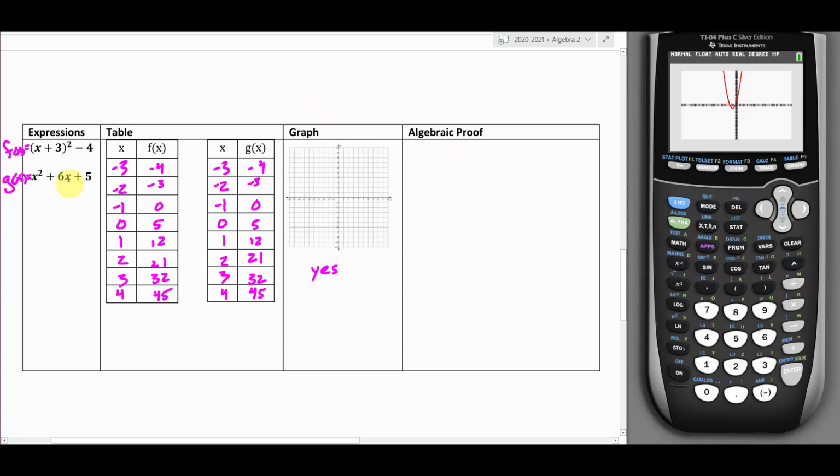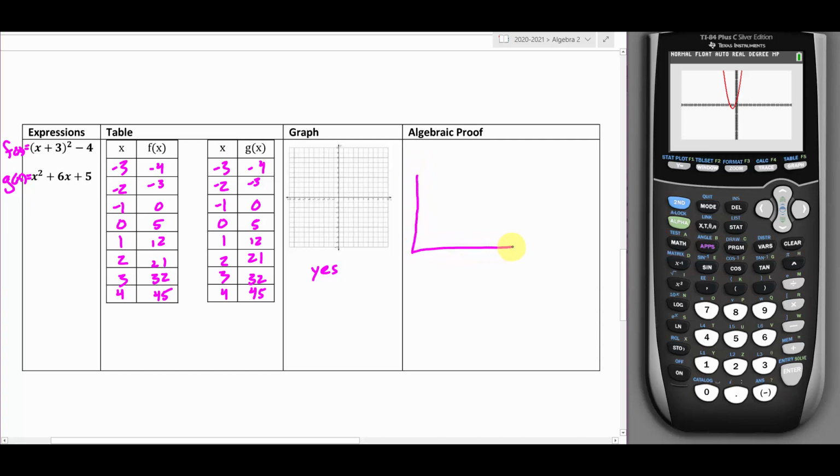Now, for the algebraic proof, if I'm looking at these two, this one is in its standard form here. This one looks like it's in its graphing form. And if you recall, one of the methods that we have for going from standard form to graphing form is completing the square. So I'm going to take this x squared plus 6x plus 5, and I'm going to complete the square and hopefully get the same thing that I see here in f of x.